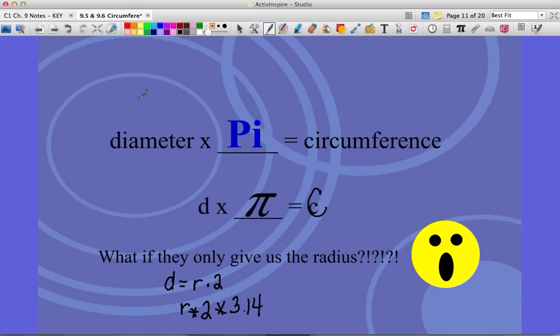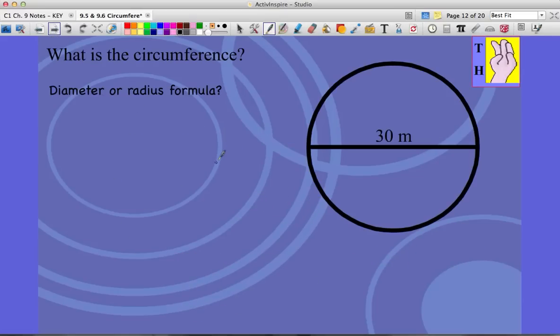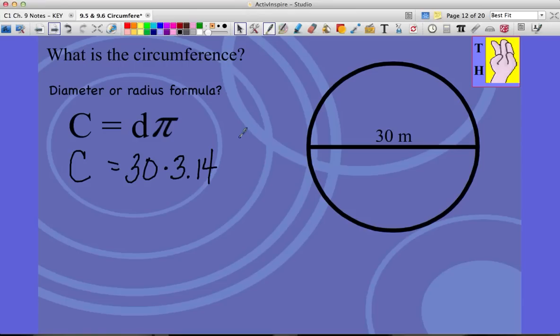You need to make sure when they give you a circle, you look carefully and say, did they give us the radius or did they give us the diameter? So for this problem, they gave us the diameter. So we need to use C equals D times pi. So I fill in my missing pieces. I put in C because I don't know it. I substitute 30 for the diameter because I know the diameter of the circle is 30. And then instead of putting the symbol in for pi, I changed pi to 3.14.